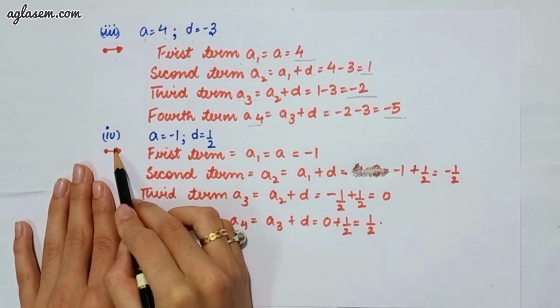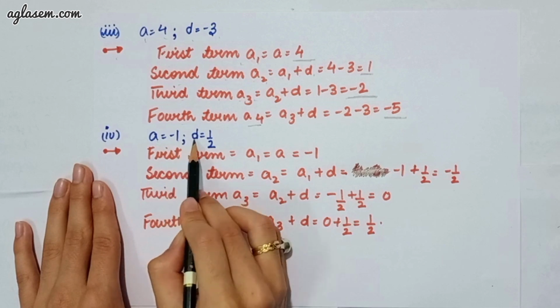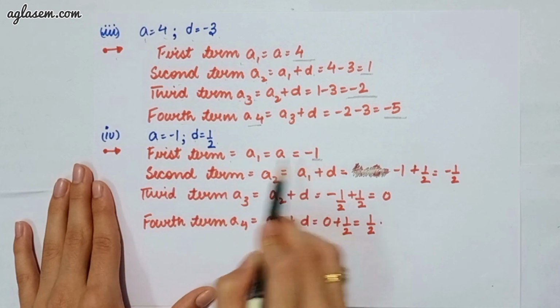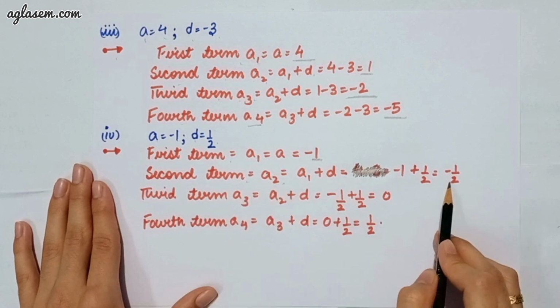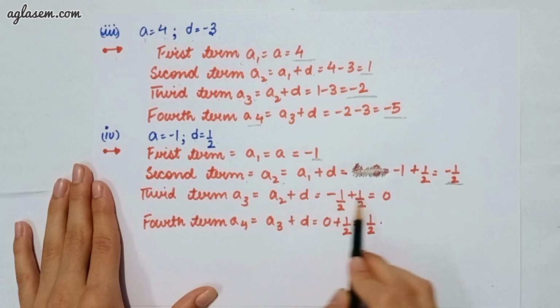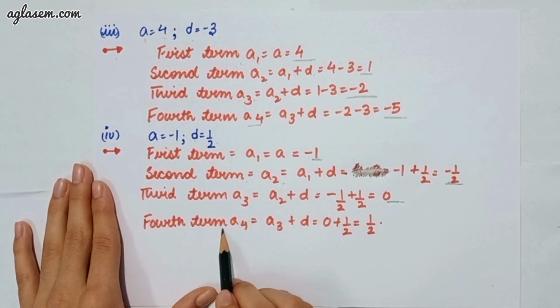Moving to our fourth part, which says a is equal to minus 1 and d is equal to 1 by 2. So first term is minus 1, second term, that is a2, will give you minus 1 by 2, third term, that is a3, will give you 0, fourth term, that is a4, will give you 1 by 2.